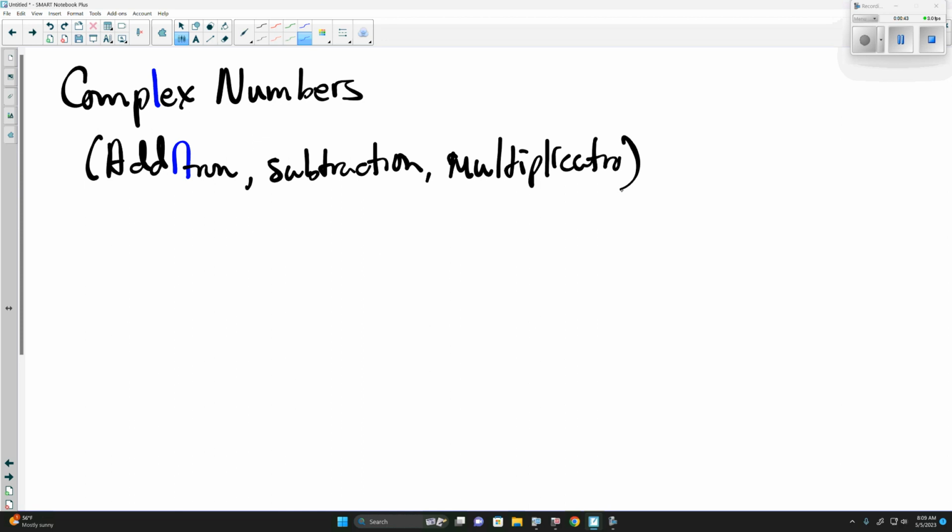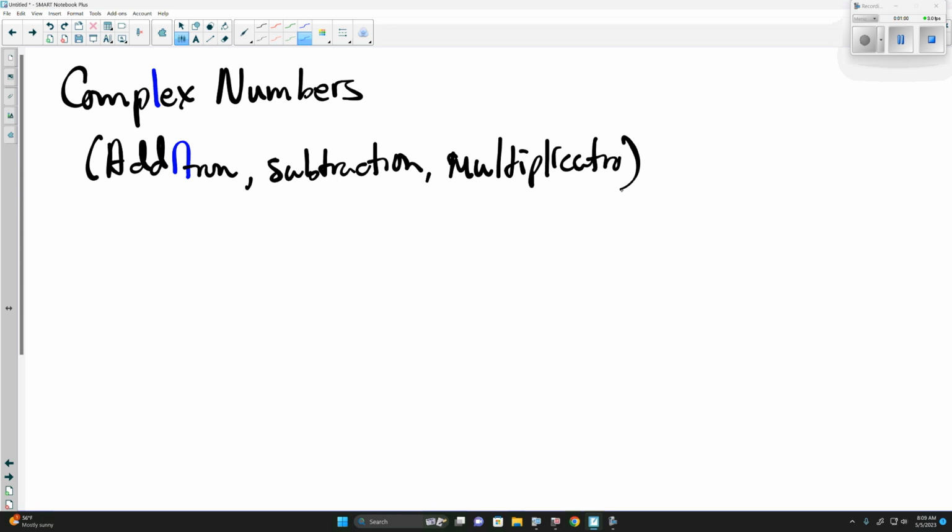Because addition, subtraction, multiplication, we can type it into the calculator, it'll do it for us, because it's just combining like terms. So the numbers without i, we would add or subtract. The numbers with i, we add or subtract. With multiplication, we just distribute it out. If i has a power greater than 1, we reduce it.